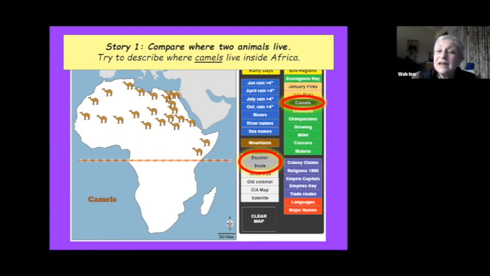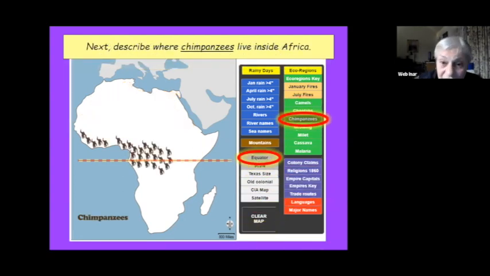One thing we could say is the camels are not living directly at the equator. In contrast, I've turned on chimpanzees and just isolating them right now from the camels. And where are chimpanzees in Africa? And really, the equator becomes very important to describing that chimpanzees are not only in the middle sort of Africa, they are close to the equator.